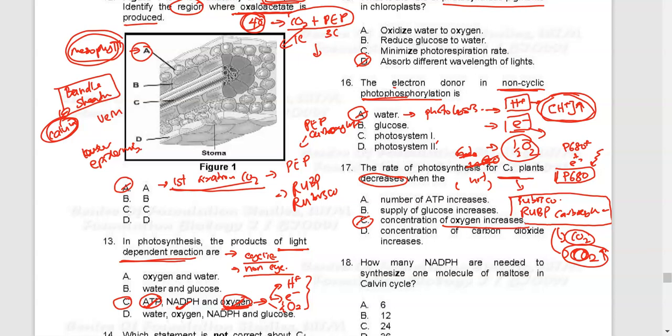When oxygen concentration in the leaf increases, Rubisco will bind to oxygen instead of carbon dioxide, and this leads to photorespiration that reduces the yield of the Calvin cycle. It reduces the amount of sugar produced during the Calvin cycle. So this is the negative side, the weakness.